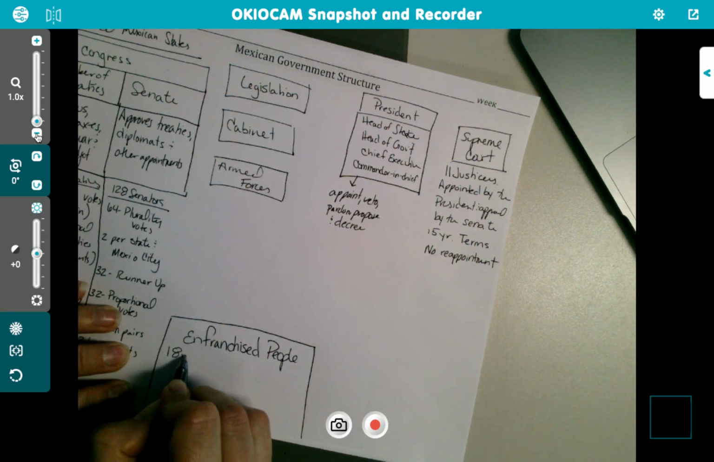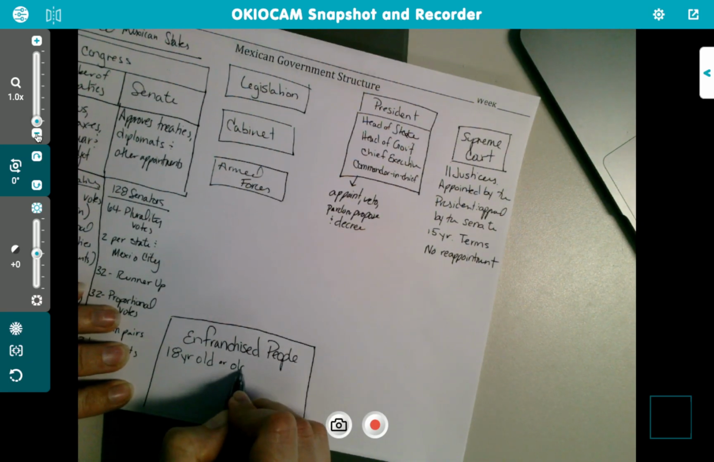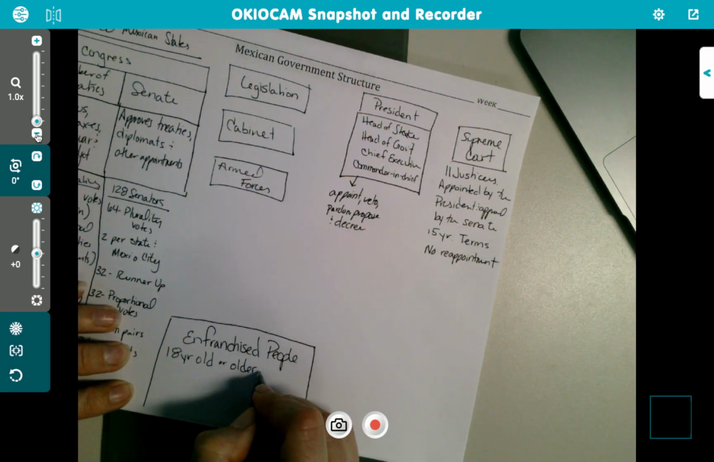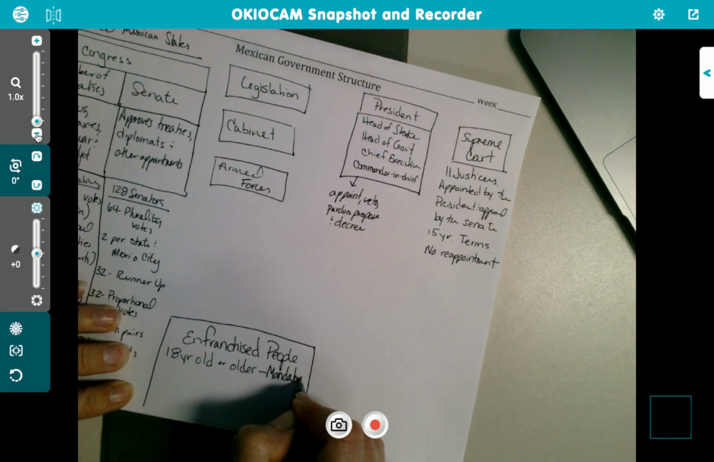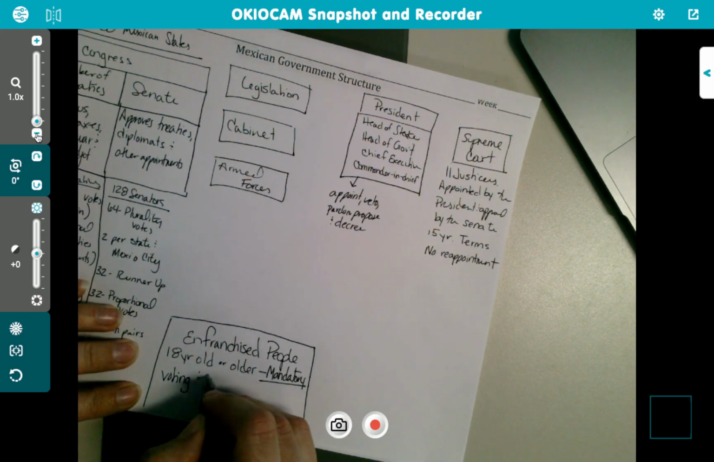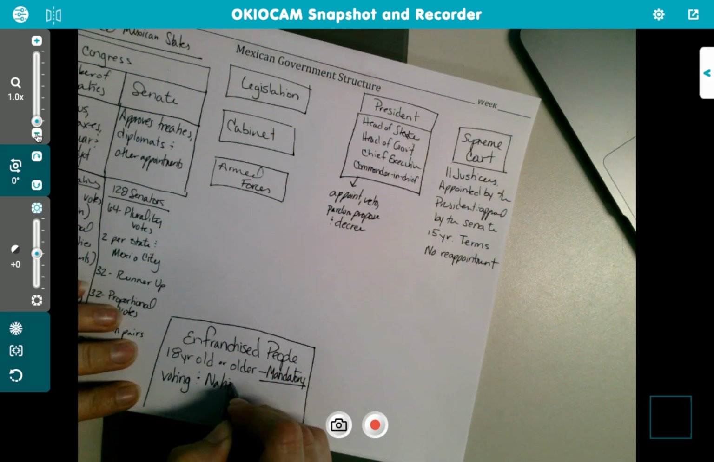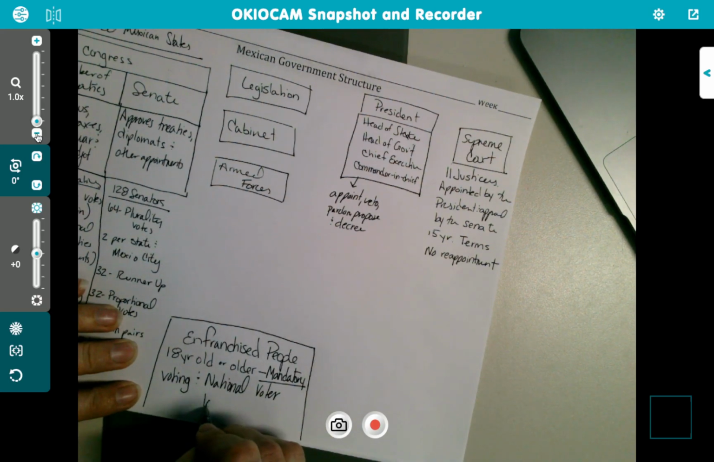Enfranchised people are 18 years old or older. They have mandatory voting in Mexico and national voter identification.